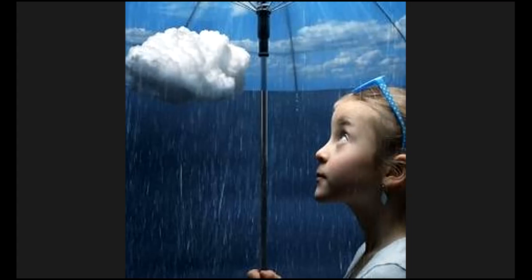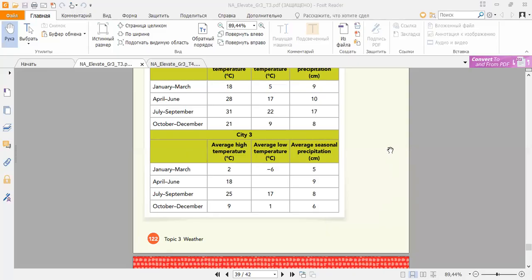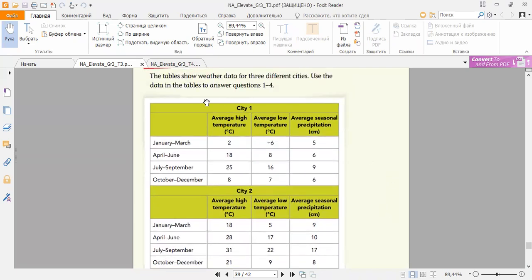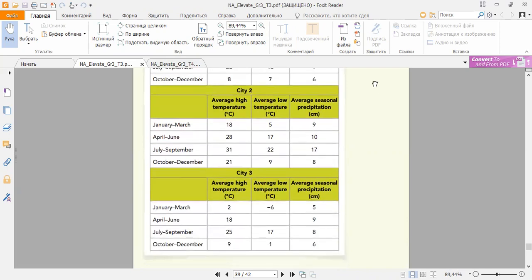Hello, today we are discussing our homework in science. First, you open your science books to page 122. Here you can see a table which consists of three parts. They give us the information about city 1, city 2, and city 3.